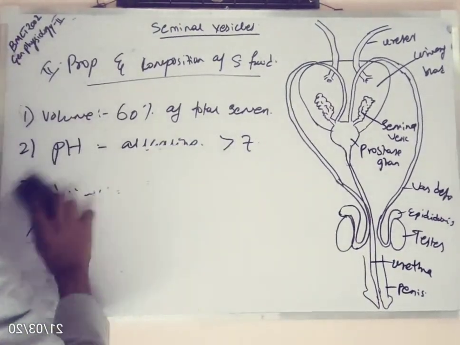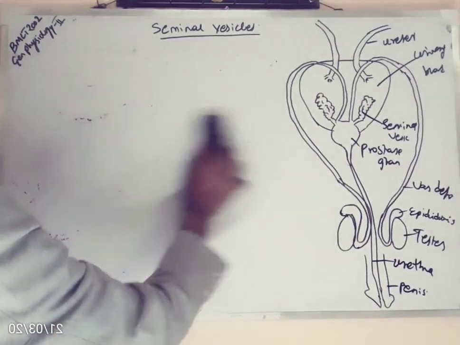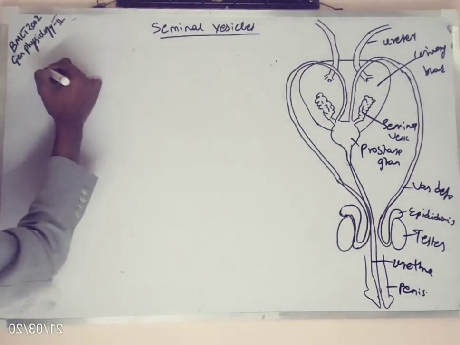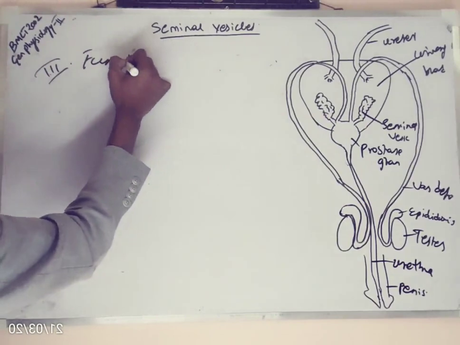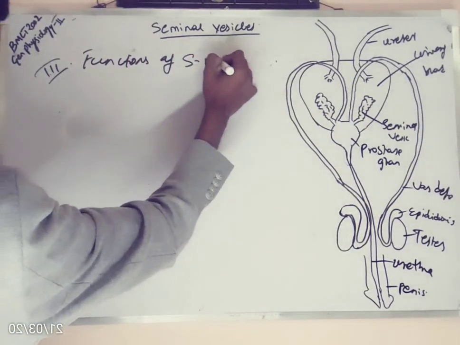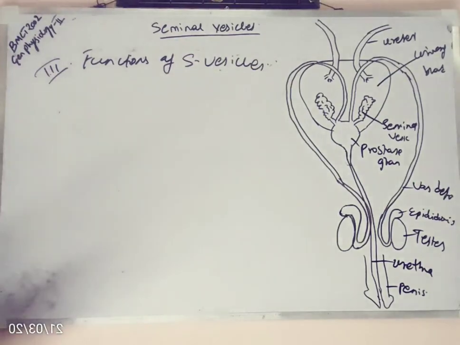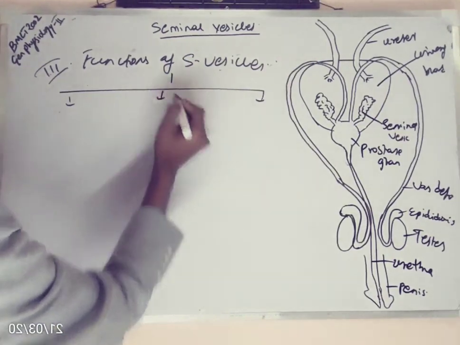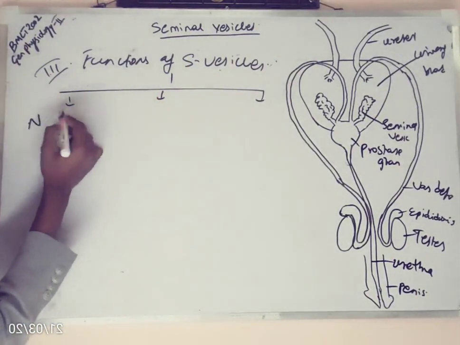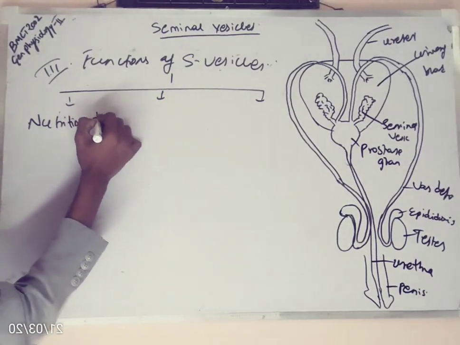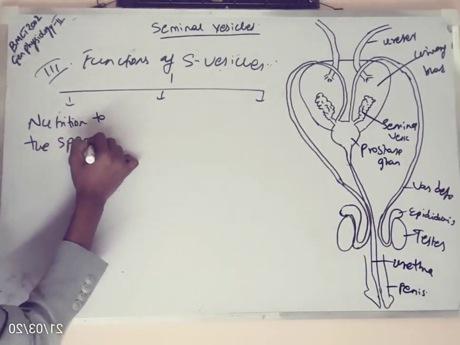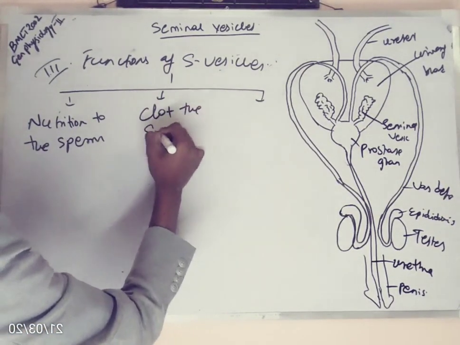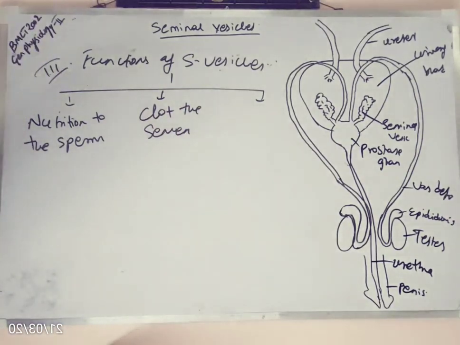Then functions of seminal vesicles. What are the functions of seminal vesicles? The third one is functions of seminal vesicles. The main functions of seminal vesicles are of three types. They provide nutrition to the sperms, they clot the semen, and they also help in fertilization.